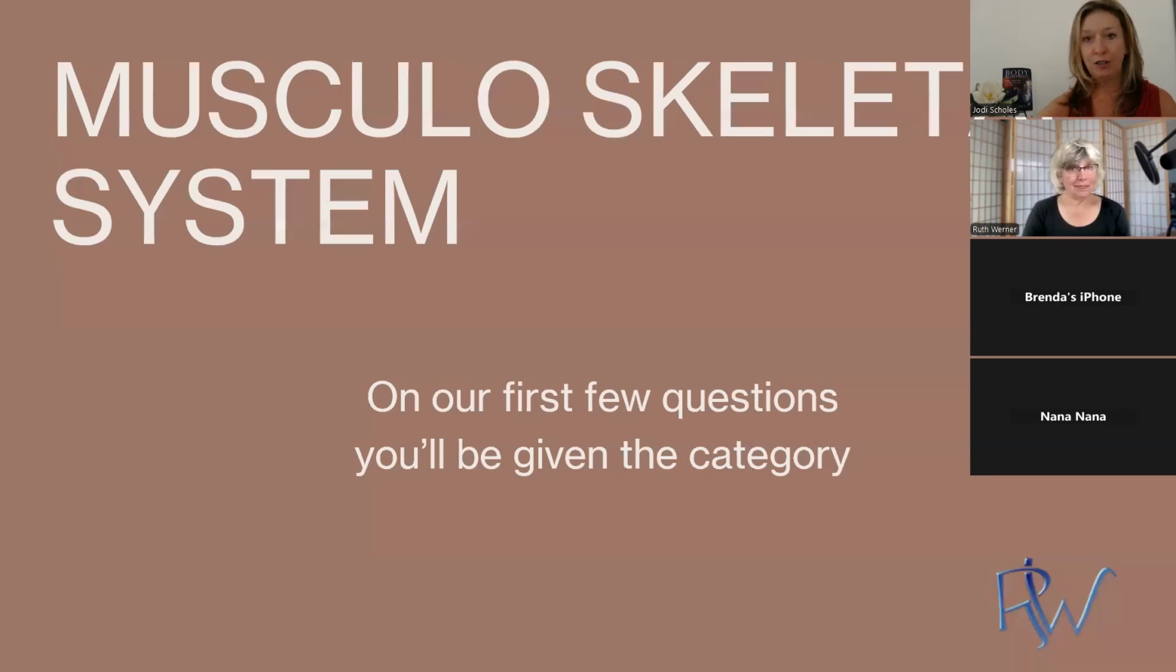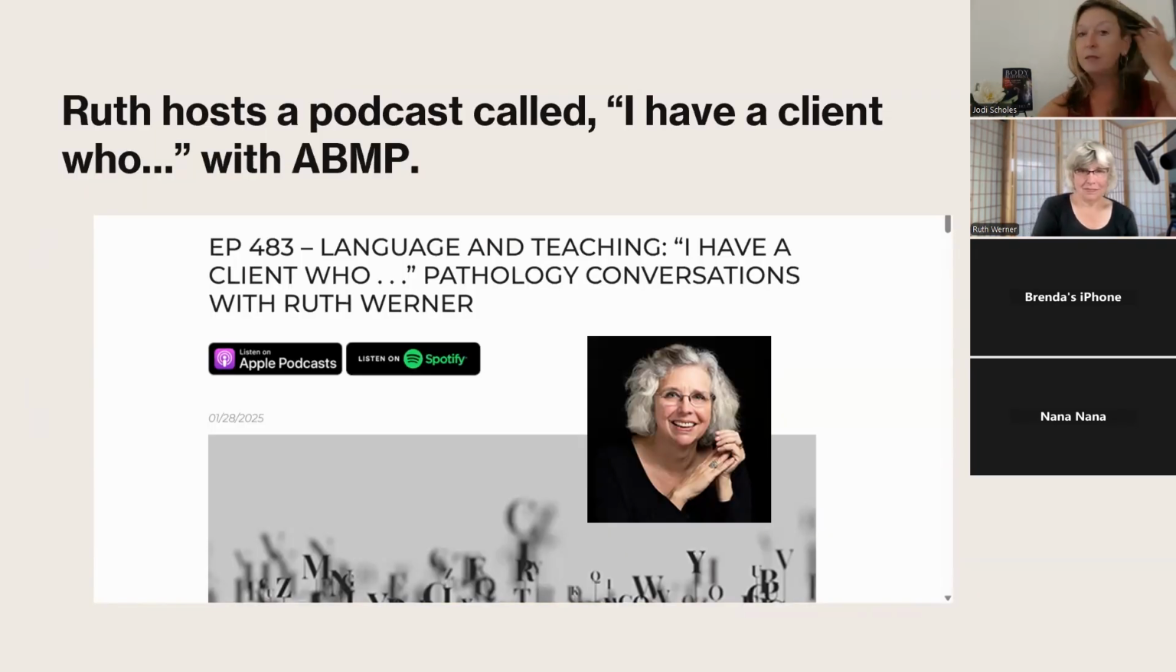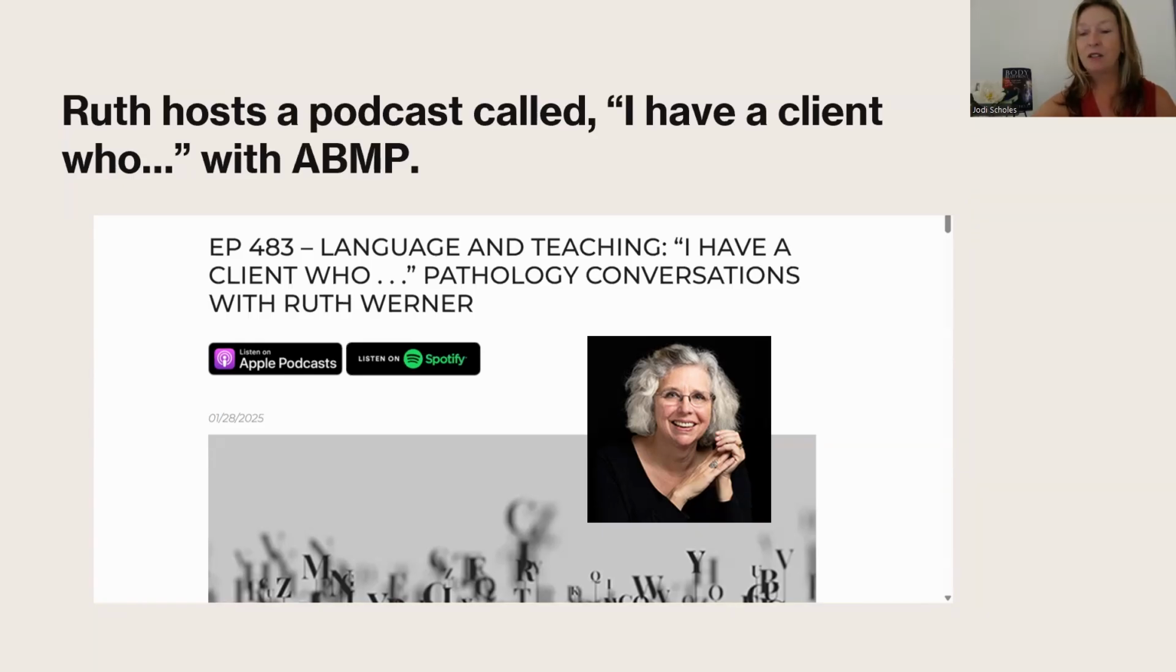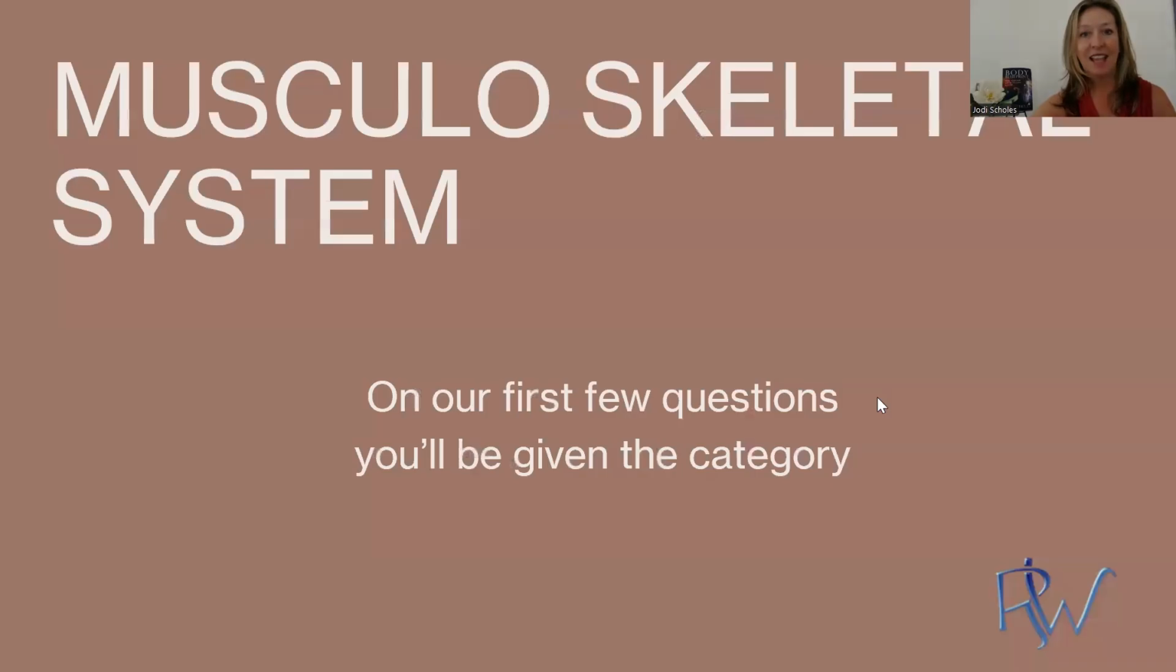We are going to start. We have three systems of the body today: the musculoskeletal system, the respiratory system, and the digestive system. We are going to go through a series of questions in each category first, and then we're going to do wild card, where questions come from every category. All right, let's go to speaker view. There we go. And here we go. So again, for the first few questions you'll be given the category, but then we're going wild card.